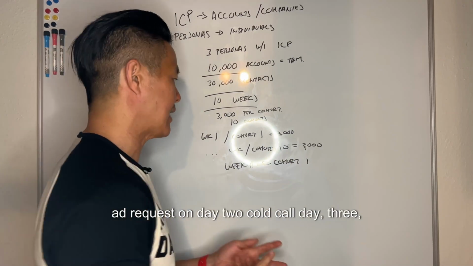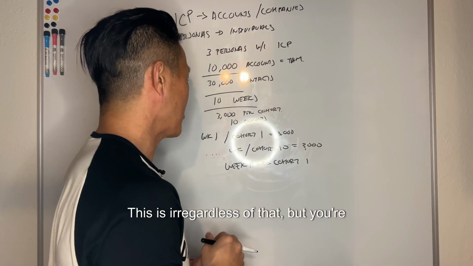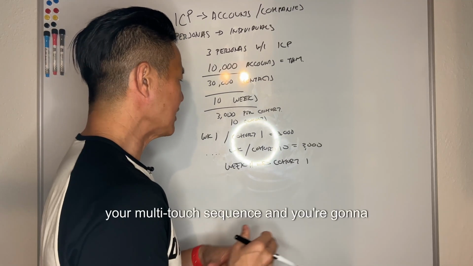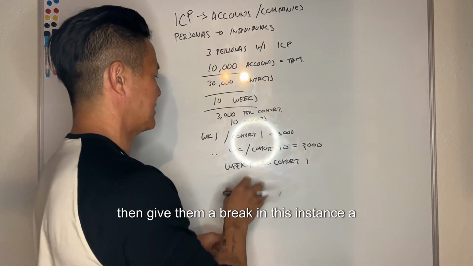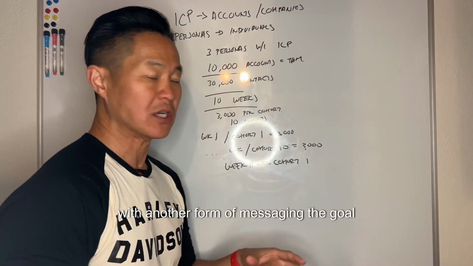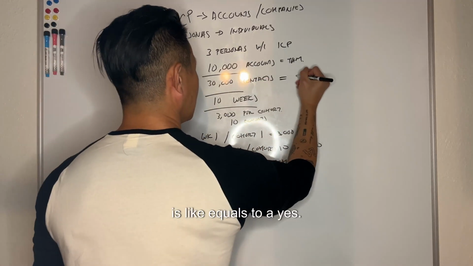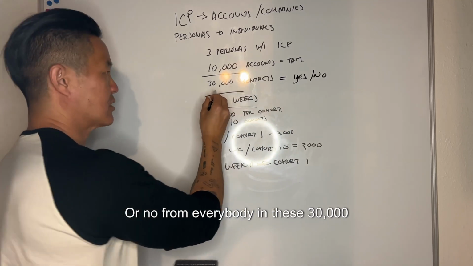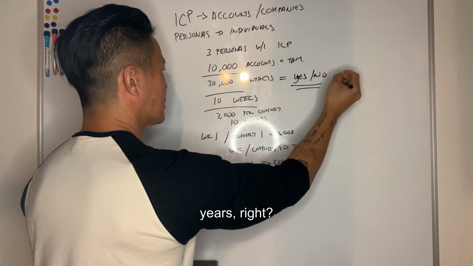Now, the idea here is that every time you run a sequence, this could be like email day 1, LinkedIn request on day 2, cold call day 3, whatever you structured it to be. This is irrespective of that. But you're going to put them through a multi-touch sequence, and you're going to then give them a break. In this instance, a break for about 10 weeks before you go back with another form of messaging. The goal here is to get to a binary response, which equals a yes or a no from everybody in these 30,000 contacts. So this is the end goal over the course of years, right?